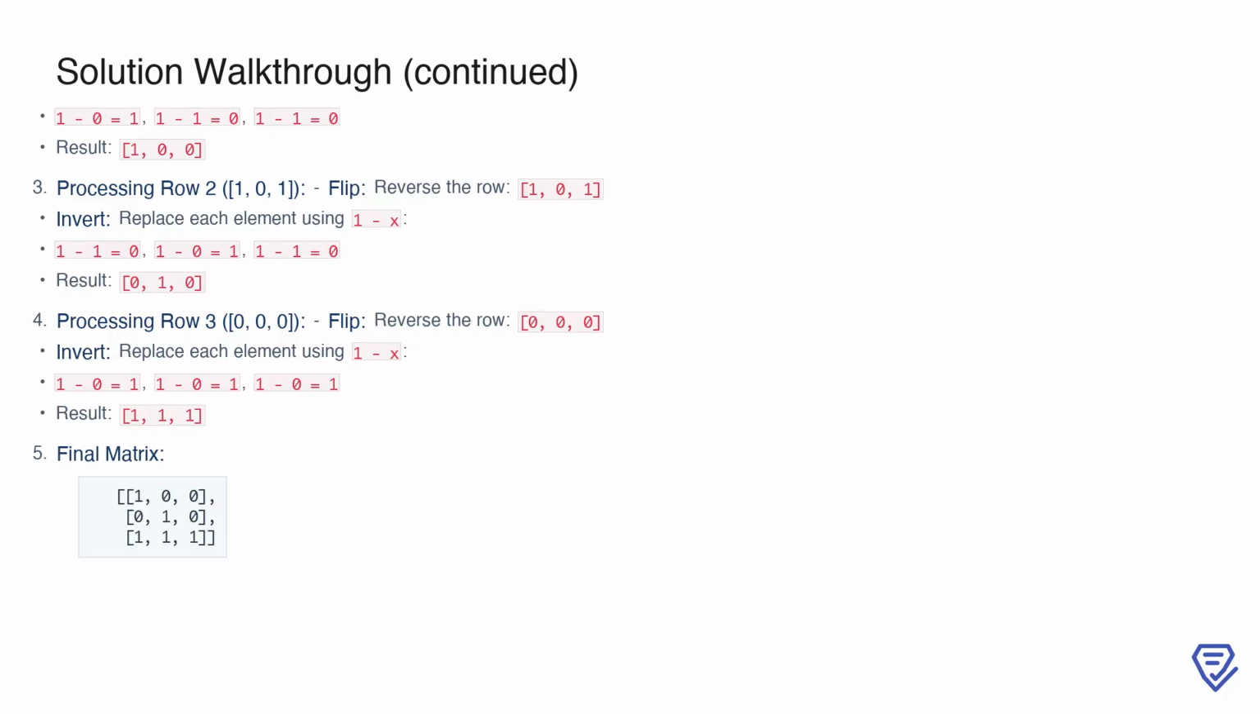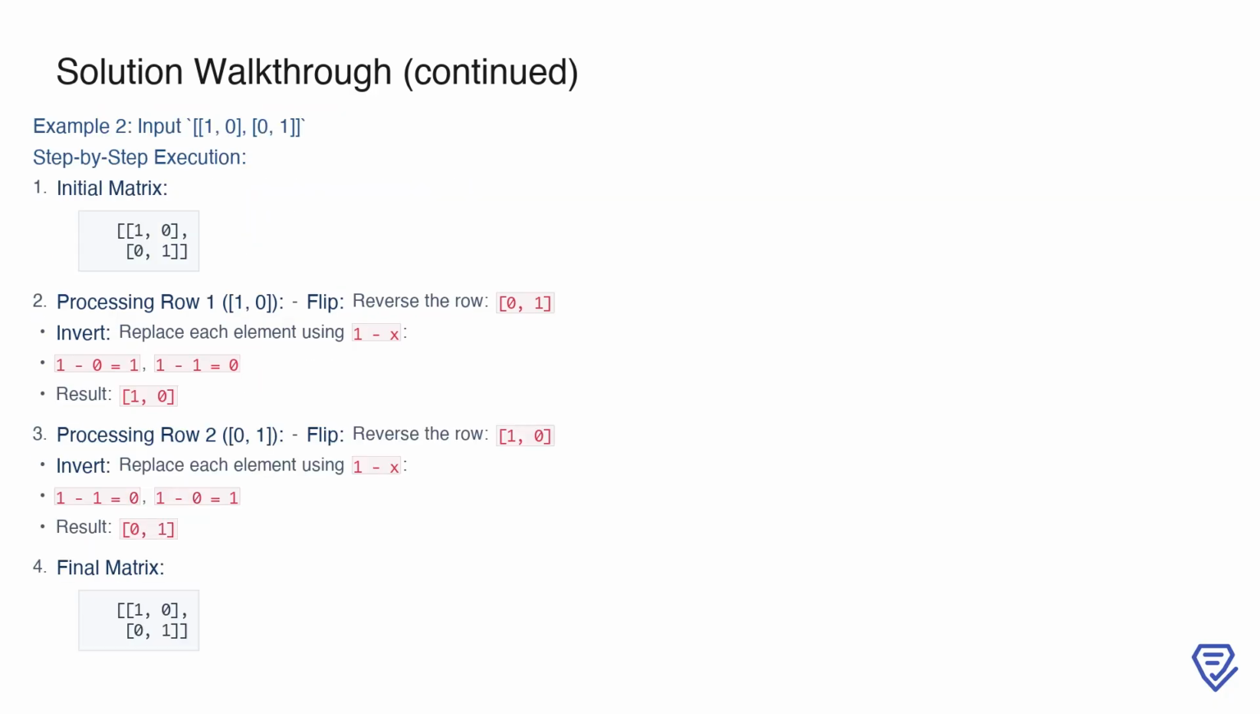Now for the third row, 0, 0, 0, reversing it doesn't change the order since all elements are identical, so it remains 0, 0, 0. When we invert this row, each 0 is replaced with a 1, resulting in 1, 1, 1. Combining the processed rows, the final matrix is 1, 0, 0, 0, 1, 0, 1, 1, 1. This demonstrates how the flipping and inverting transforms the input matrix into the desired output.